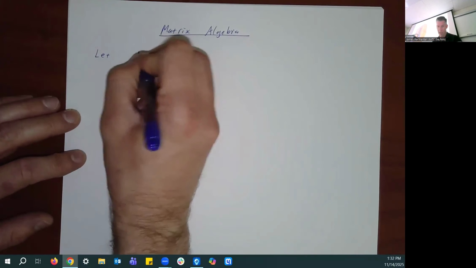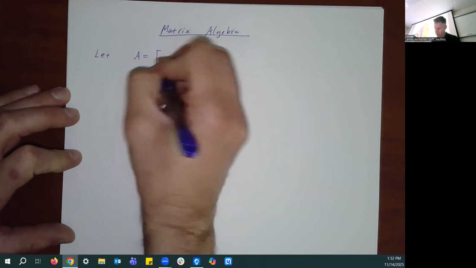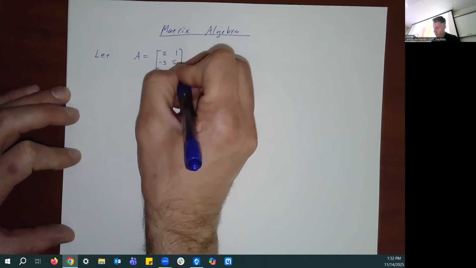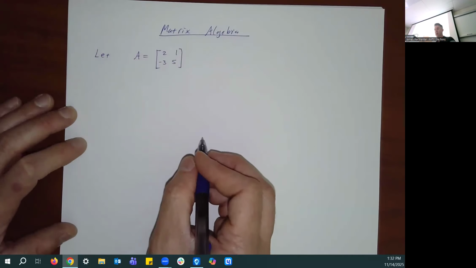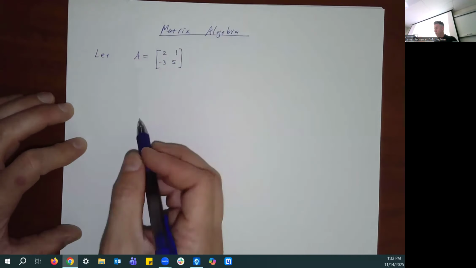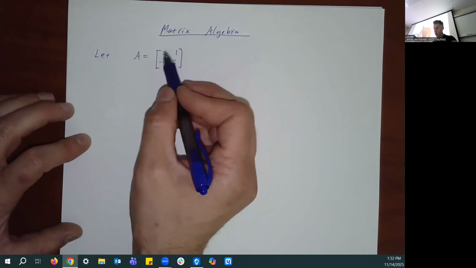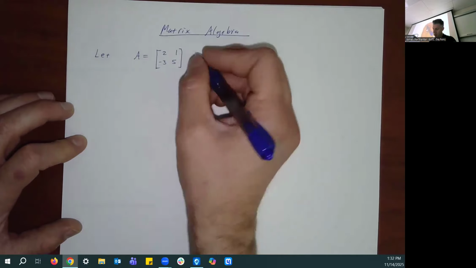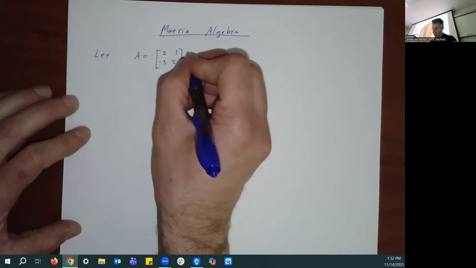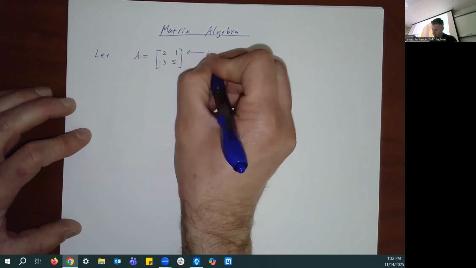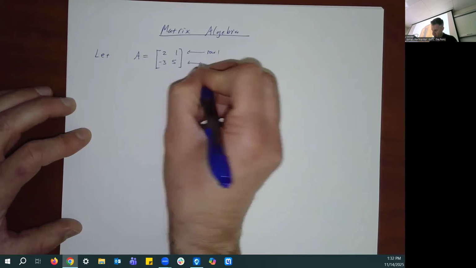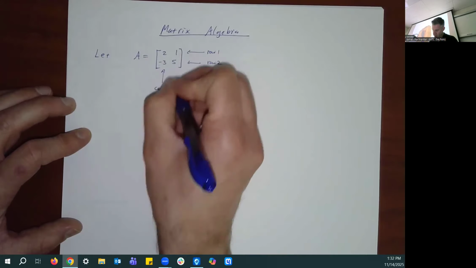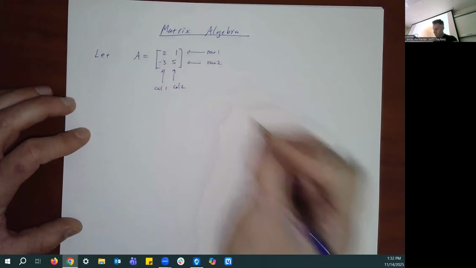So the matrix A is the matrix 2, 1, negative 3, 5. It's pretty standard to read a matrix from left to right and then from top to bottom. So I'm reading the first row is 2, 1, and then the second row is negative 3, 5. And I should point out, because it is good to talk about the nomenclature here, that's row 1, that's row 2, this is column 1, this is column 2.